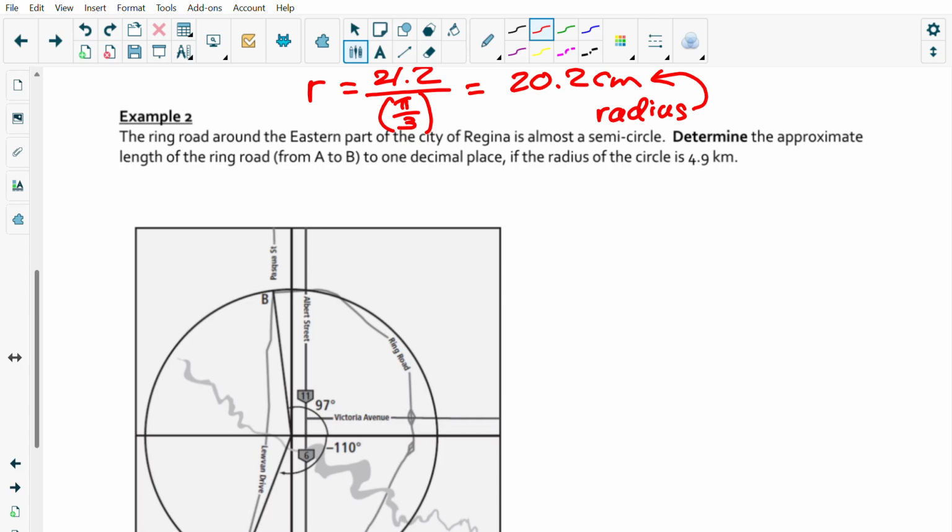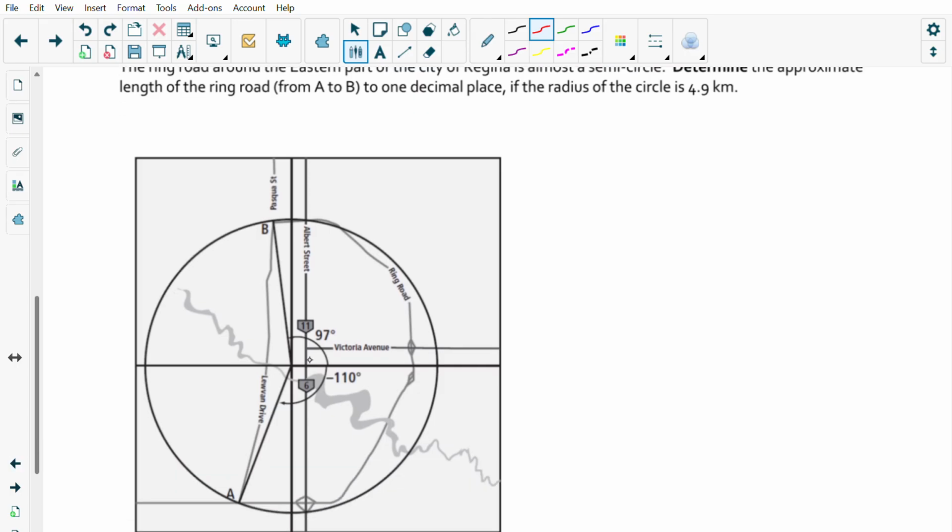Example 2, the ring road around the eastern part of the city of Regina is almost a semicircle. Determine the approximate length of the ring road from A to B to one decimal place if the radius of the circle is 4.9 kilometers. Okay, radius is 4.9 kilometers. Let's state our equation there. Central angle, approximate length of the ring road. That is arc length.